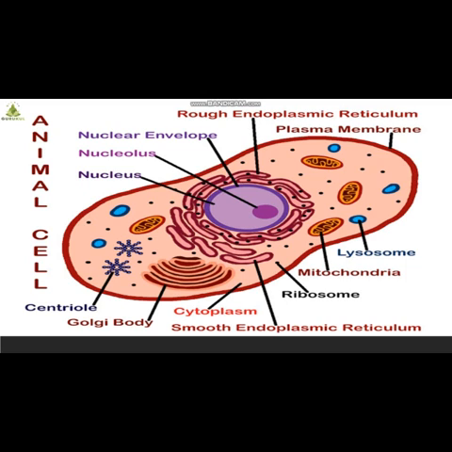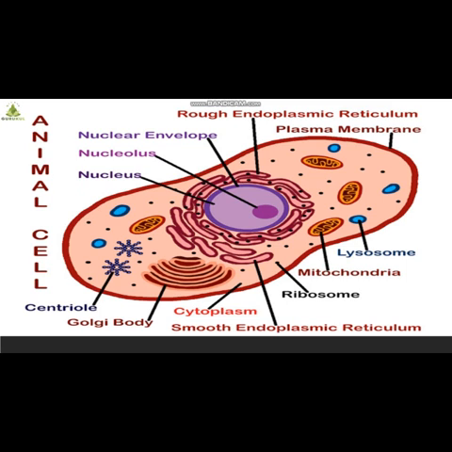We will start from top to bottom. First we have rough endoplasmic reticulum, then we have smooth endoplasmic reticulum at the bottom. We have a nuclear envelope, nucleolus and nucleus. These are all the components of the cell. Nucleus is at the center, right? Then we have a plasma membrane, which is like a boundary or a covering of the cell. Lysosome, mitochondria, ribosomes, Golgi body, centriole. These were all the parts of the animal cell.